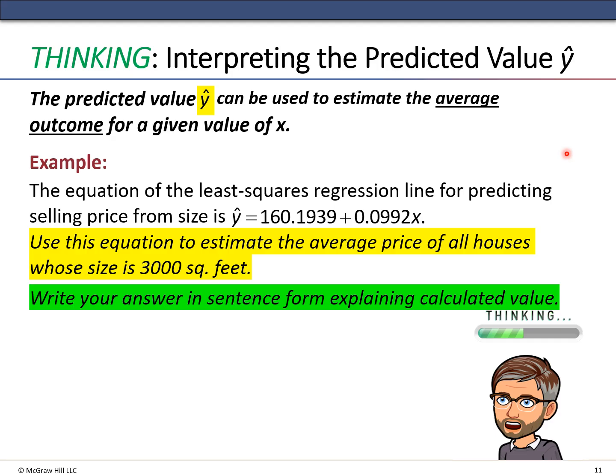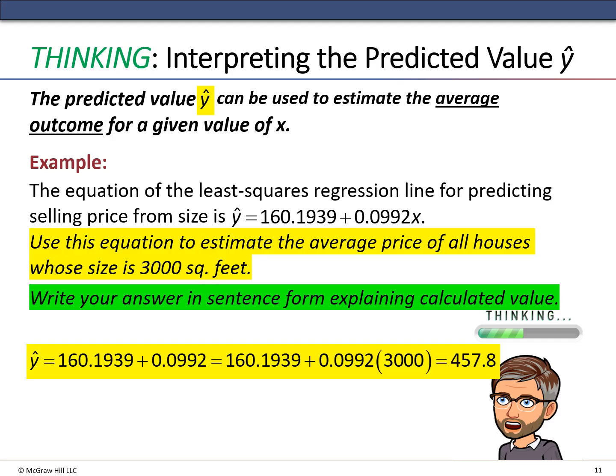The equation of the least squares regression line for predicting the selling price is here. We've been using that. Use this equation to estimate the average price of all houses whose size are 3,000 square feet. Okay. And then try writing your answer in sentence form. This is very typical statistical practice. We not only present some data numbers, we write it out in a sentence to make sure that people are interpreting that value in the correct way.